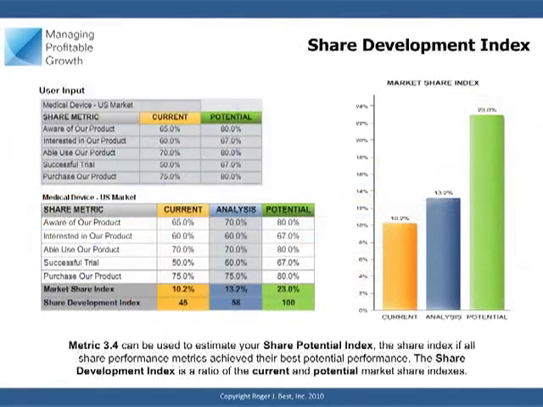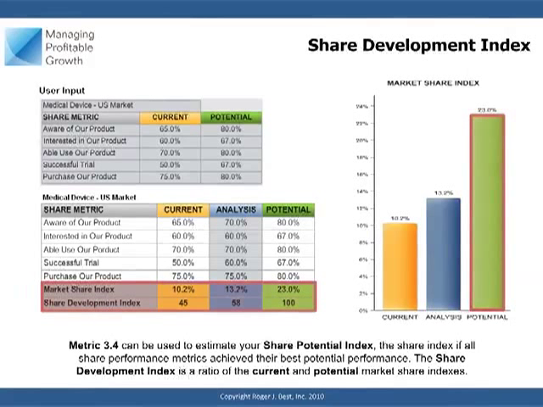Using the same share performance metrics, we can use Metric 3.4 to estimate your share potential. This is the market share index produced if each of the share performance metrics achieves its highest level of reasonable performance. For our medical device, the share potential index is estimated to be 23%.